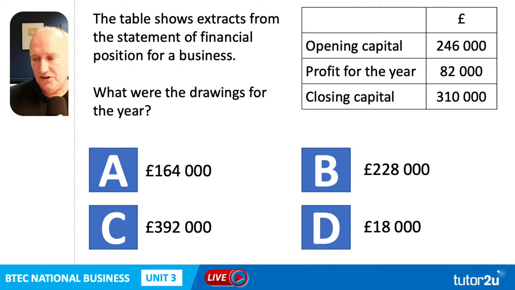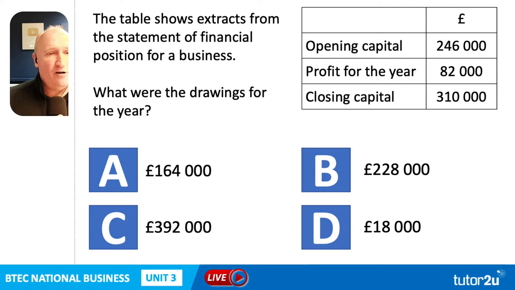So we've got just an extract from the capital side of the statement of financial position. The opening capital, 246,000, the profit for the year, 82, and we're told what the closing capital was, 310,000. So what were the drawings? Again, don't worry if you've not come across drawings before, I will explain them in a second. It is in the specification, and I just wanted to make sure we covered it in case it came up. Then at least you can say, oh yeah, I remember that. We did that last night.